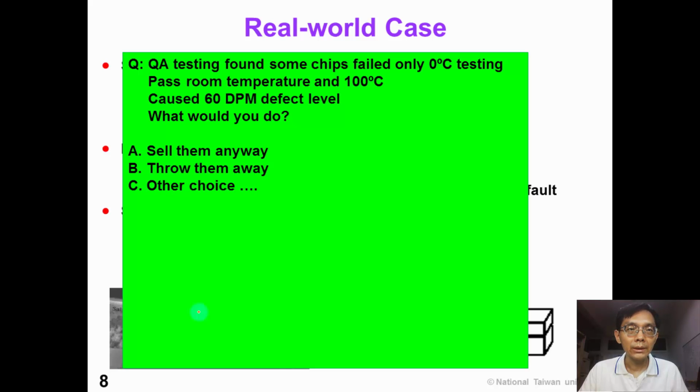Here is a real-world case. Suppose that in QA testing, we found some chips that failed only at 0 degrees C testing, but they passed room temperature and hot temperature testing. The yield loss is about 60 dpm, which is only 60 out of 1 million chips. This is a pretty small yield loss. So, if you are the manager of this chip, what would you do? Option 1, sell this chip anyway, because no one would use a chip at 0 degrees C. Option 2, throw them away since the number is pretty small. Or do you have any other better choice?